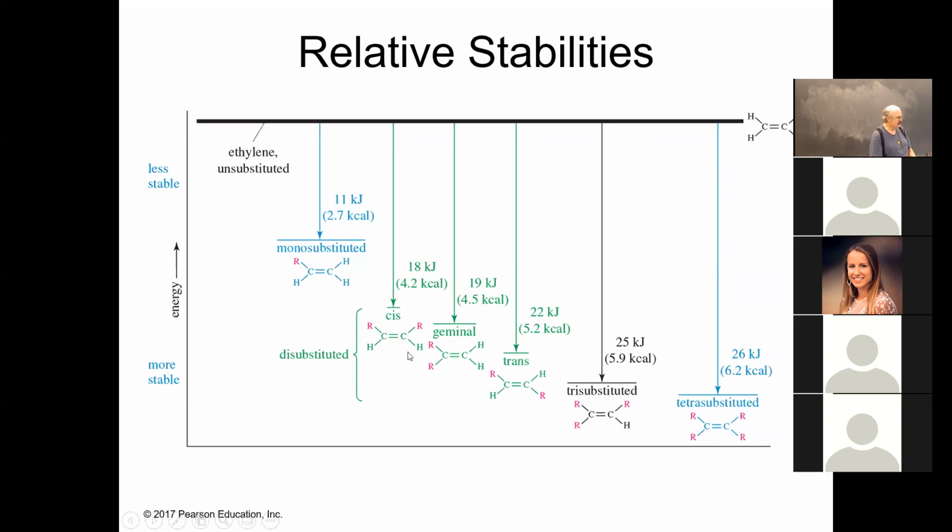If we have a disubstituted alkene, where we have more than one R group on the alkene group, it depends on whether the disubstitution is cis, geminal, or trans. If it's cis, it's more stable compared to ethylene by 18 kJ. Geminal, where the two substituents are on the same carbon, then it's 19 kJ more stable, and then a trans is 22 kJ more stable. A trisubstituted is more stable than a disubstituted, and a tetrasubstituted is more stable yet.